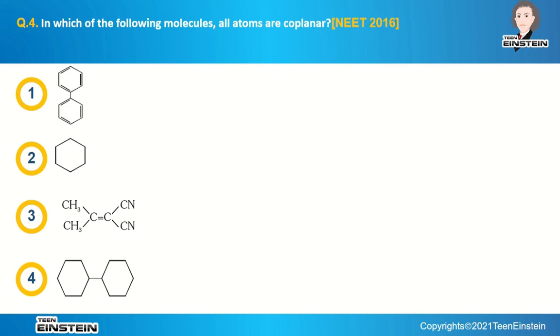In which of the following molecules are all atoms coplanar? So the molecules in which all the carbon atoms are sp2 hybridized will be coplanar. So here we can see in option 1, this biphenyl compound given to us is coplanar.